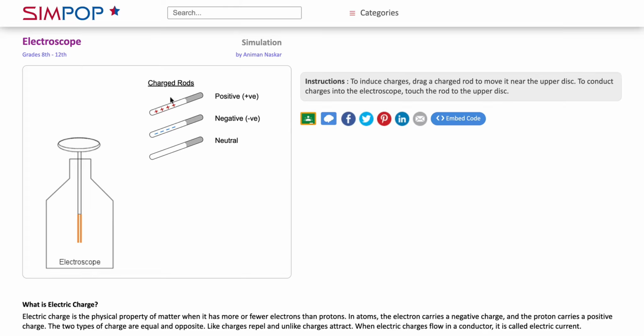How would you charge an electroscope positively by conduction? Well, then place a positive charge. If you want to charge an electroscope negatively by conduction, place a negative charge. To charge an electroscope positively by induction, aka to make the disc positively charged, you place a negative charge near it. And when you want the electroscope to be negatively charged by induction, you would use a positively charged rod.